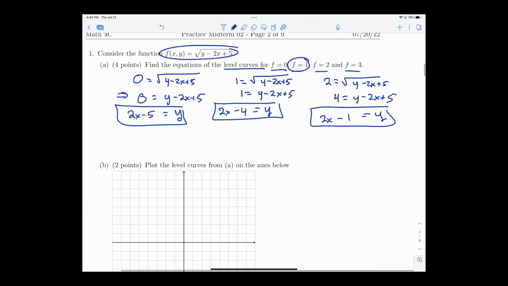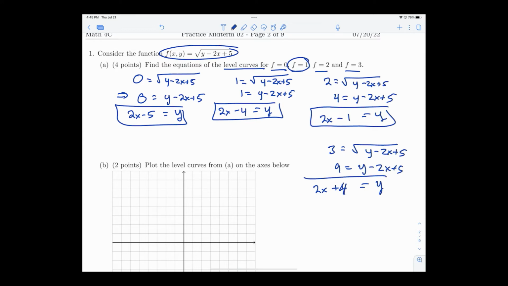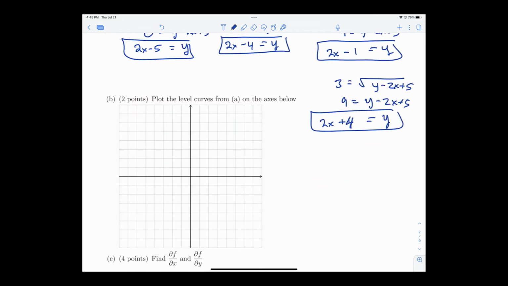And then finally, if we put a 3 in, 3 equals square root of y minus 2x plus 5. Square both sides, and you get y equals 2x plus 4. Okay, so those are your level curves. Then it says plot them. So these are just straight lines. They all have slope 2, and then they have different y-intercepts.